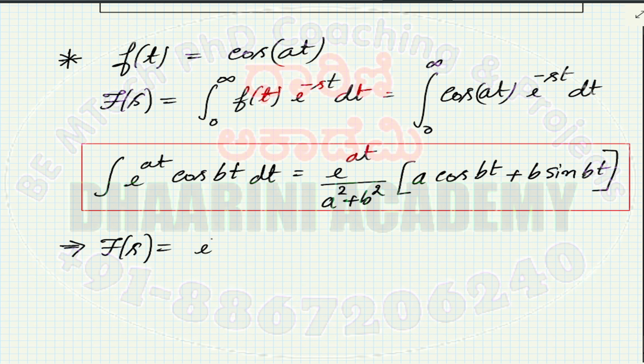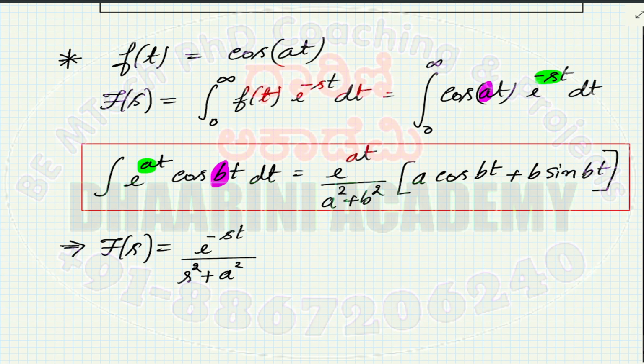So this is e to the minus st whole divided by, I have a square plus b square as per the equation, but a is minus s. So this is minus s square, which is plus s square, plus b square is a square. Just look at the colors to trace. Wherever I have a in my equation, I have minus s, and wherever I see the b, I have a in my Laplace equation. So according to that, I'm making the changes.